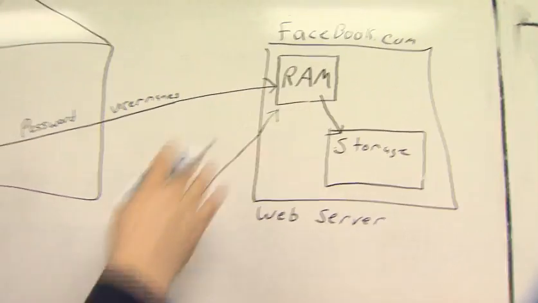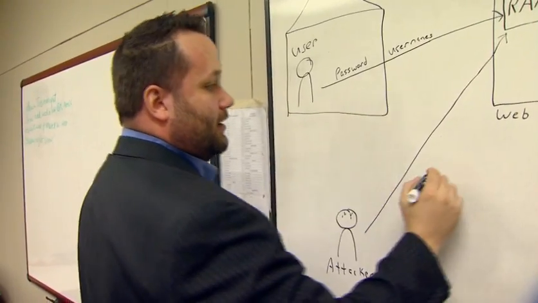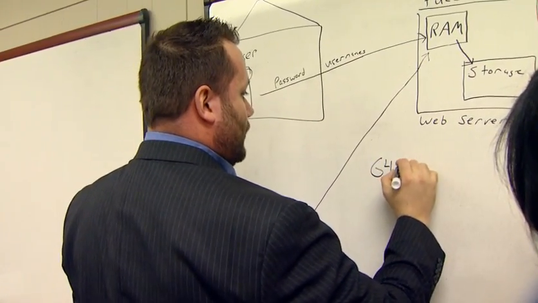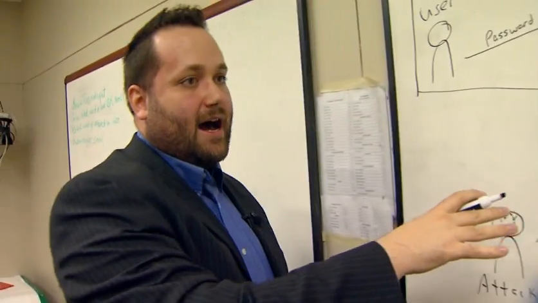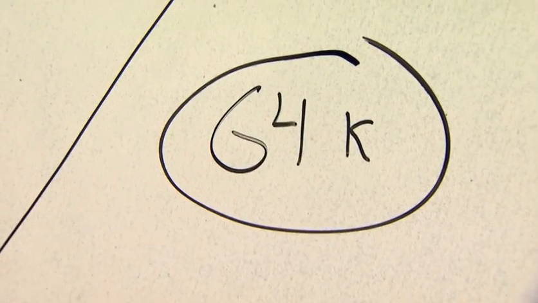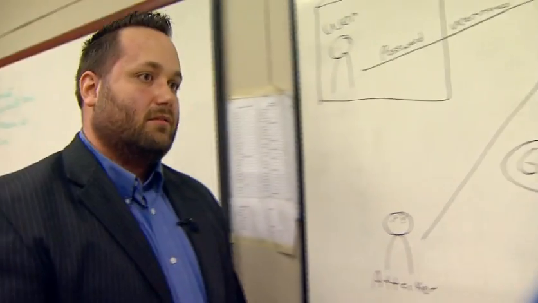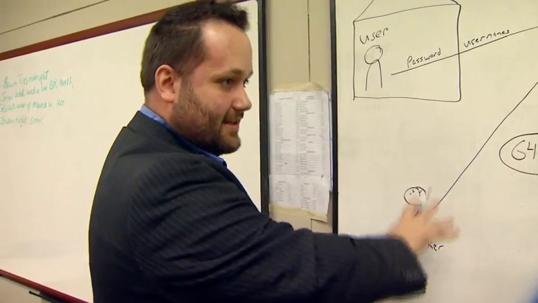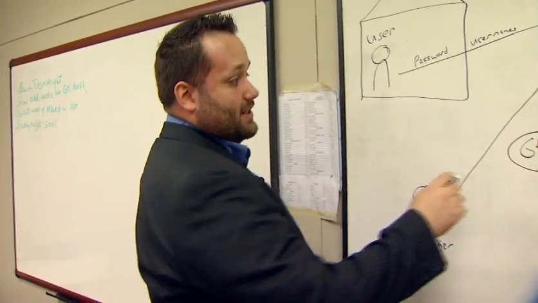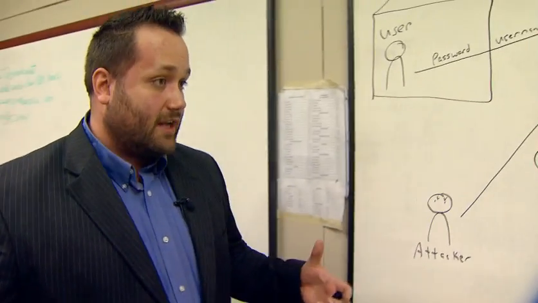whatever's in this RAM section of the web server, and he can call back 64K chunks of data. Now, that's not a lot of data. That's really, in the grand scheme of things, a small amount of data. The problem is he can do that 100,000 times a minute, 10,000 times a minute, depending on how much computing power he has at his location. With that in mind, this ends up being a large amount of data.